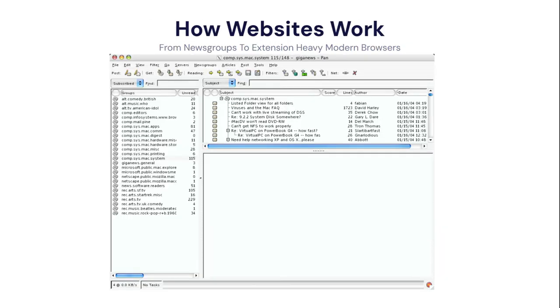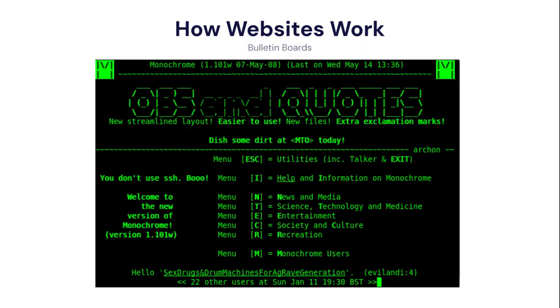So how websites work. When I first went on the internet, there was no real browser as such. It was things like newsgroups and file directories. That's an example of the newsgroups that we used to see. Now we've got very extension-heavy modern browsers, but back in the day you needed to know what sort of newsgroup you were looking for. Then we had some pretty crazy browsers where you could hit keys to get news stories and things like that.